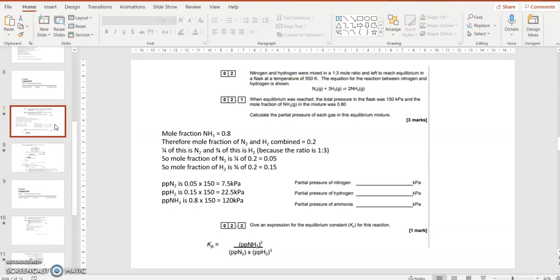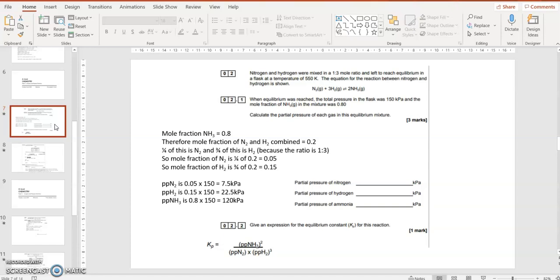part out of a total of 4. So a quarter of 0.2 is 0.05, and 3/4 for the hydrogen, 3 parts out of 4, 3/4 of 0.2, 0.15. I've now got the mole fractions of each of them. To work out the partial pressure, take the mole fractions, the fraction out of a total of 1, and multiply by the total pressure. That's 150 kilopascal.